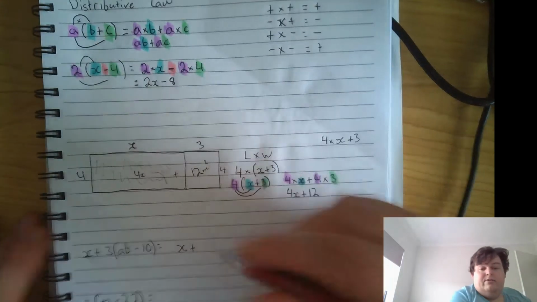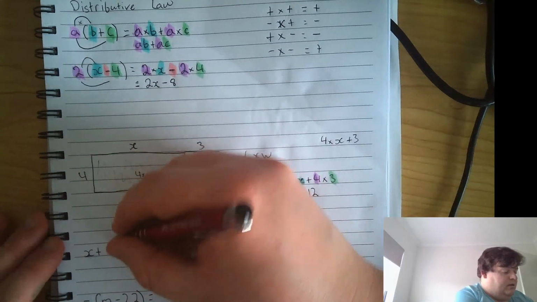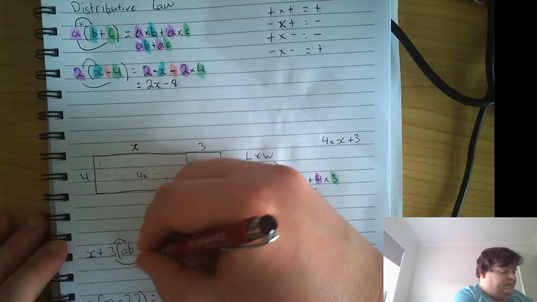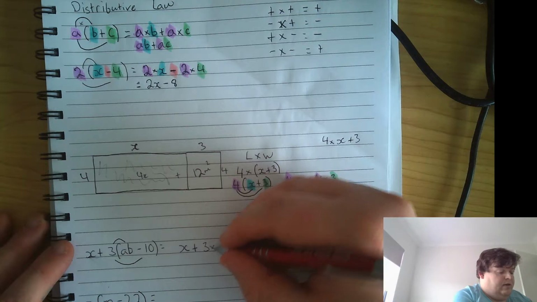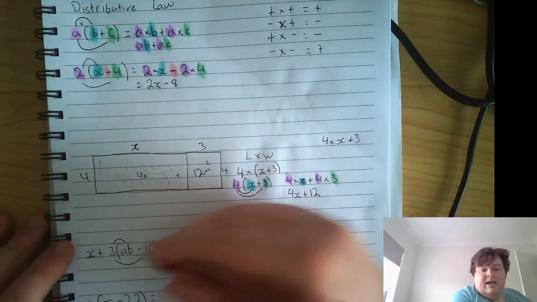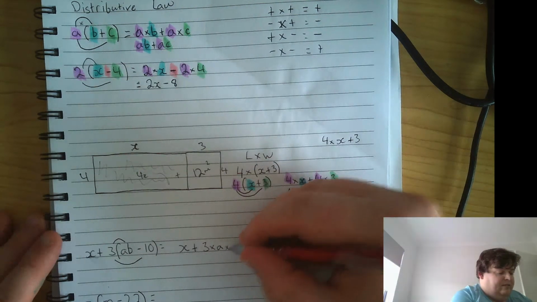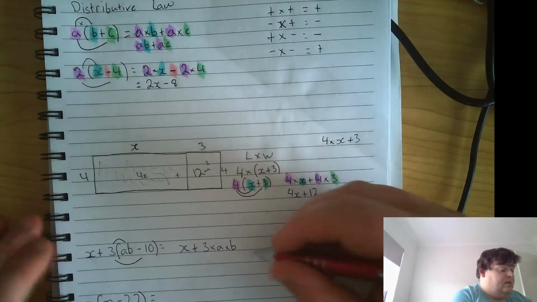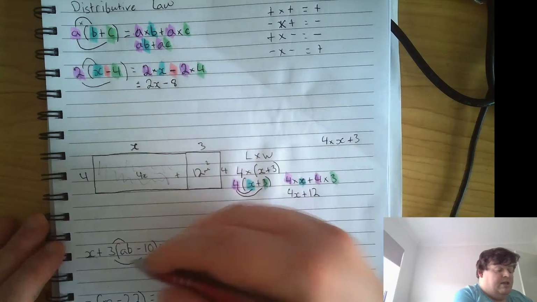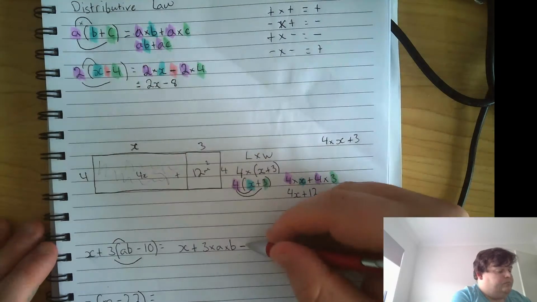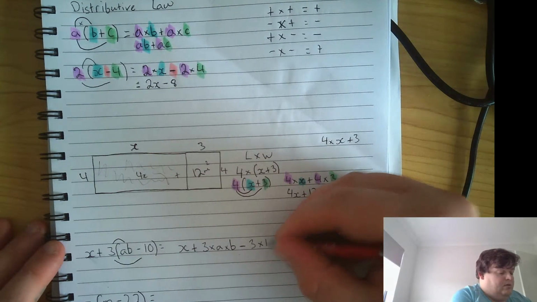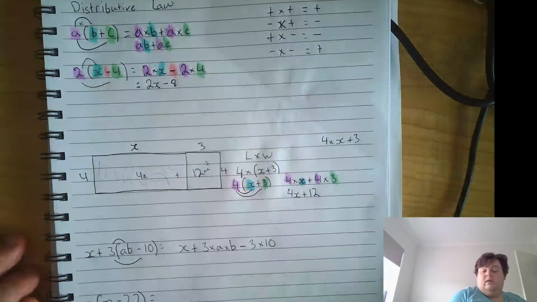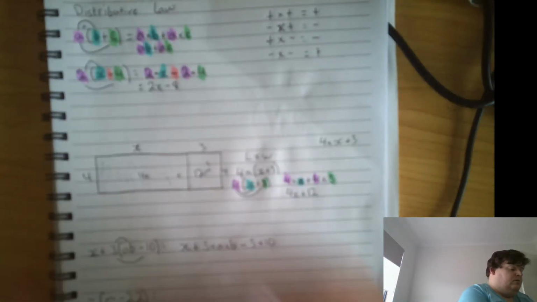Plus, now we're going to distribute our 3 to these values here. So x plus 3 times a. Remember, ab means a times b. So 3 times a times b minus, so I'm keeping that sign in the middle, 3 times 10. All right, so let me show you where everything's gone.